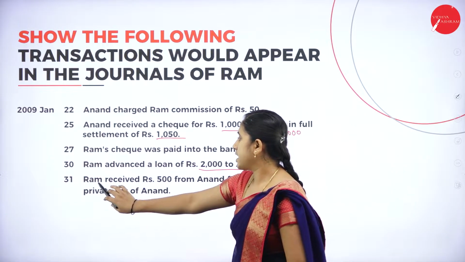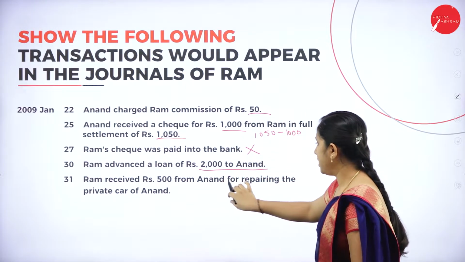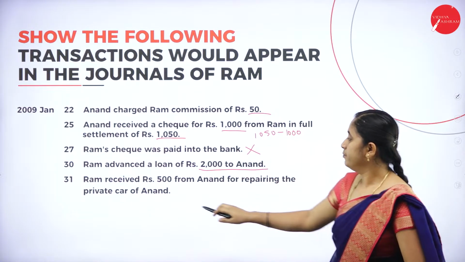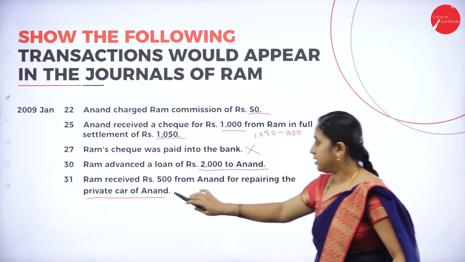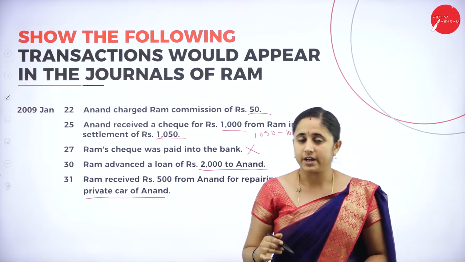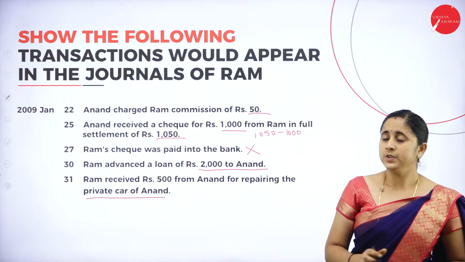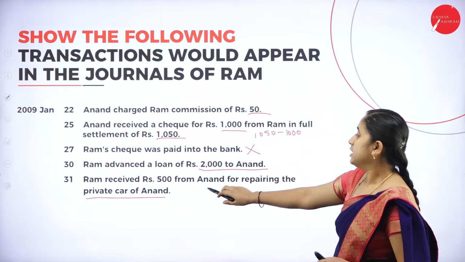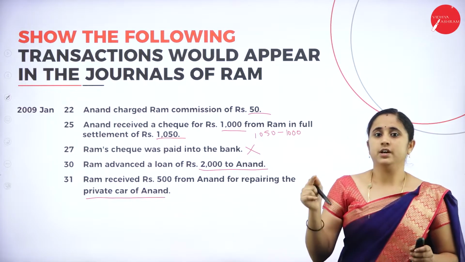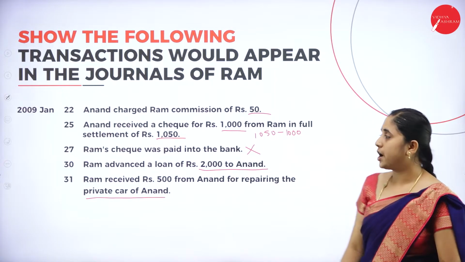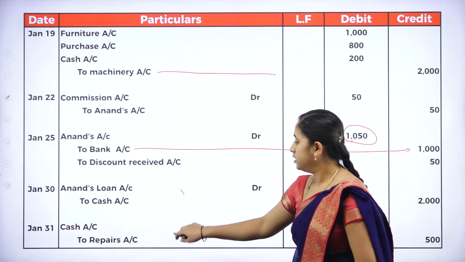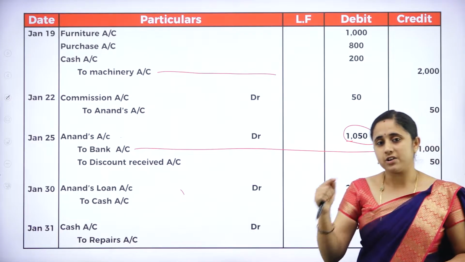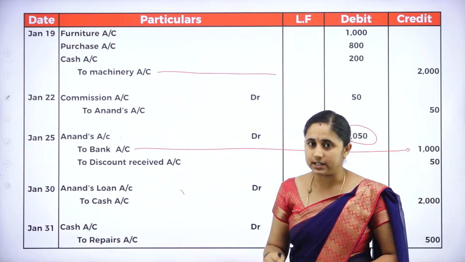Next, Ram received 500 from Anand for repairing the private car of Anand. Whether it may be a private car or a business car, it will not affect the books of Ram. It is considered only as repairs. He is receiving cash, cash is coming in. Cash account should be debited, and from repairs he is receiving the cash. So cash account debit to repairs account.